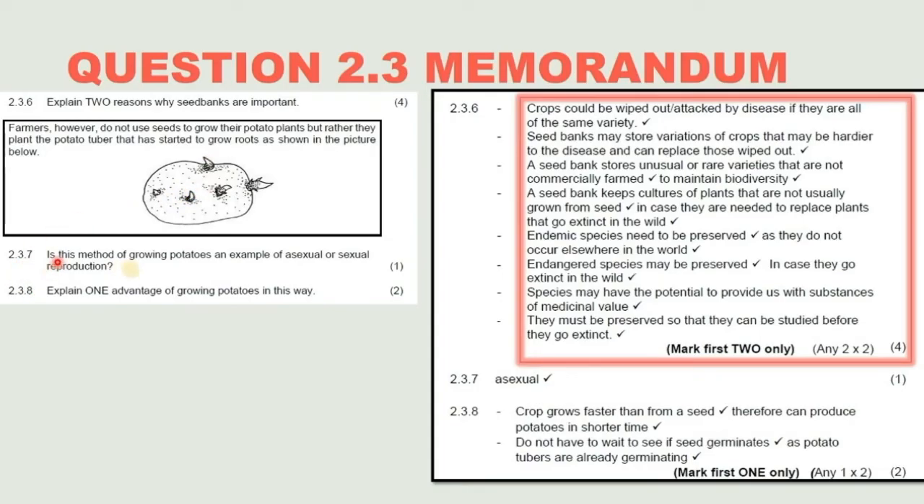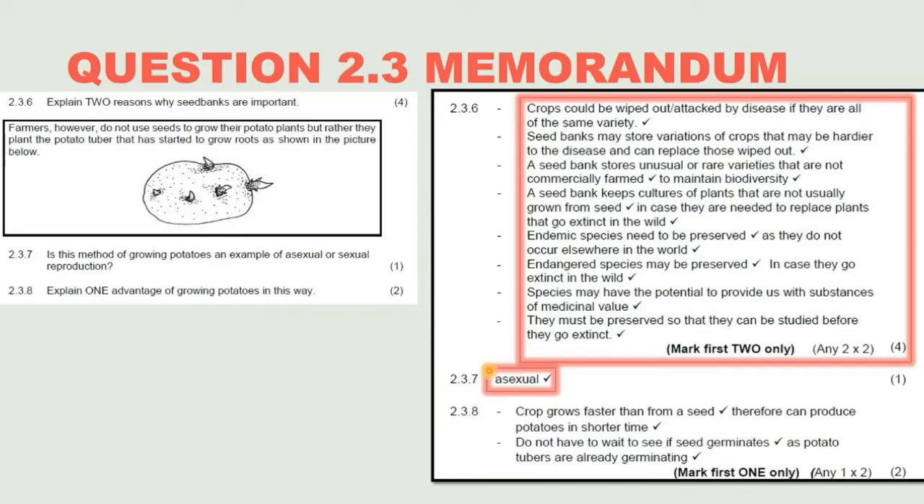2.3.7, they say, is this method of growing potatoes an example of asexual or sexual reproduction? So remember, asexual does not involve the male and female gamete, whereas sexual reproduction needs and involves the male and female gamete that fuse during fertilization. Okay, so 2.3.7 is an example of asexual reproduction because no fertilization takes place here.